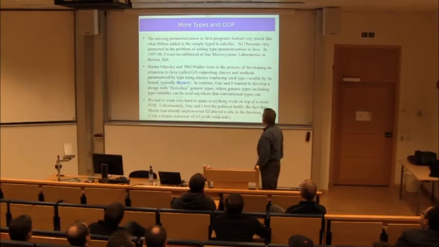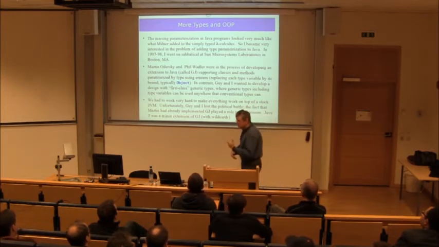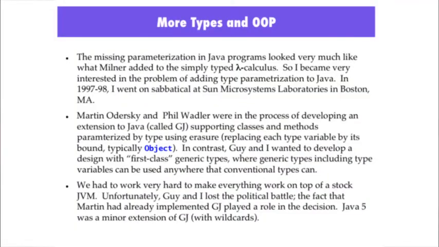Okay, so let's talk a little bit more about types in OOP. Let me look at my time. I've got to go quickly here. At any rate, it turns out that Java was missing this ability to parameterize class definitions by type and methods by type. This looked an awful lot like the extension that Milner added to the untyped lambda calculus. So I was really interested in this idea of adding type parameterization to Java. So in '97-98, I went on a sabbatical to Sun Microsystems lab in Boston in a group with Guy Steele.